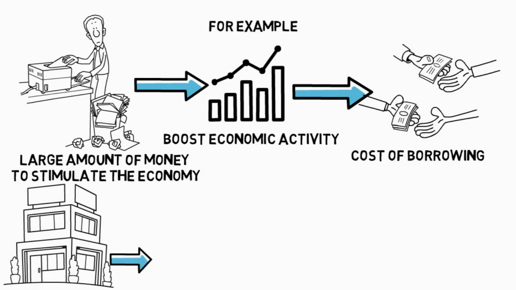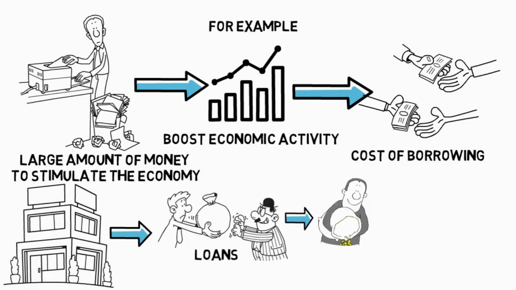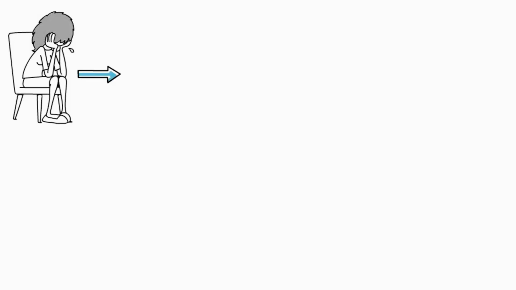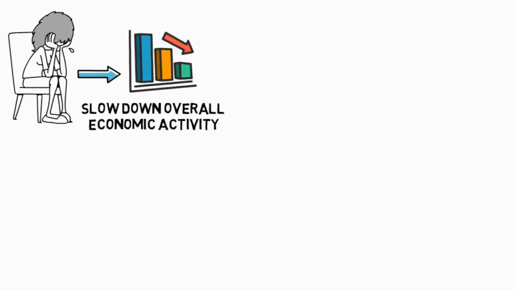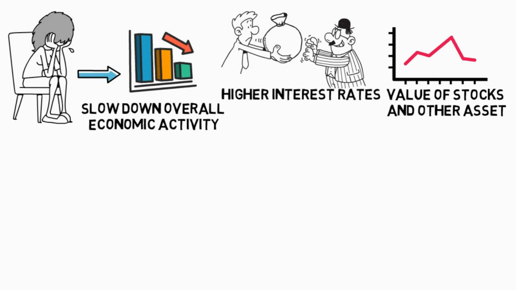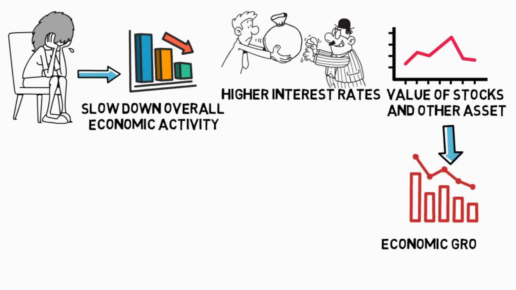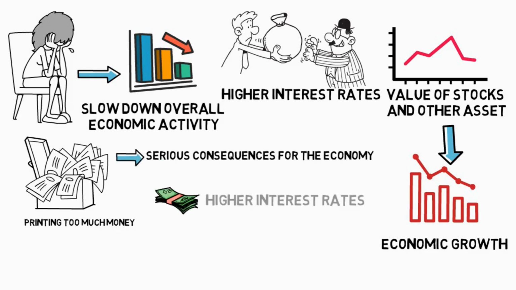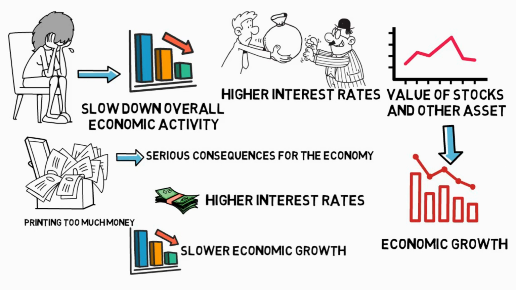Businesses and individuals who want to take out loans to invest in new projects or make large purchases might find that they have to pay higher interest rates. This can make it more difficult for them to borrow money and can slow down overall economic activity. Furthermore, higher interest rates can lead to a decline in the value of stocks and other assets, which can further reduce economic growth. Overall, printing too much money can have serious consequences for the economy, including higher interest rates and slower economic growth. Number 4.